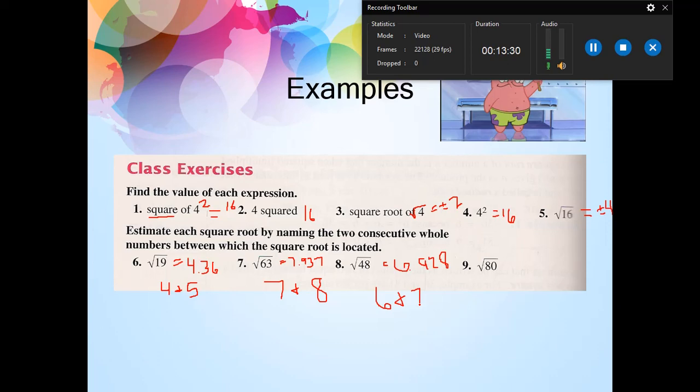And finally, the square root of 80 is equal to 8.944. So that tells me that this is between 8 and 9. It is possible that the square root radicals will get larger, and then the numbers that they'll fall between will be bigger as well.